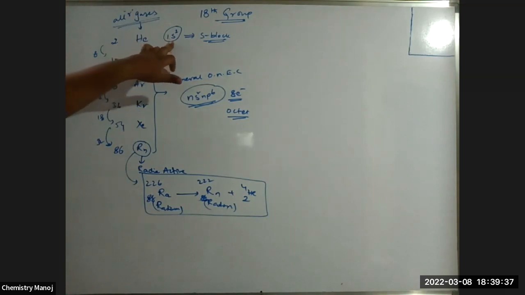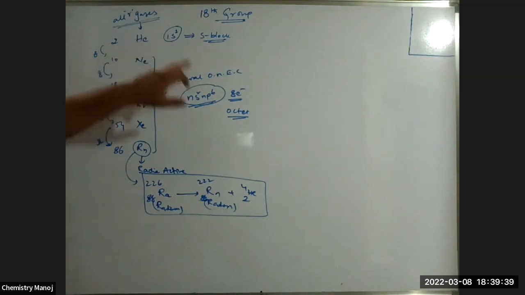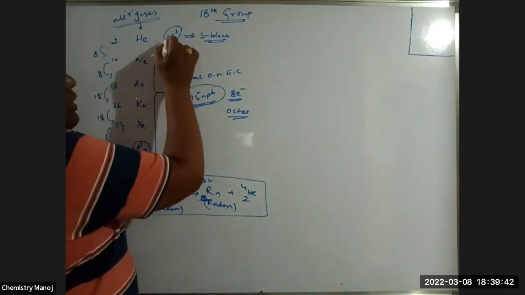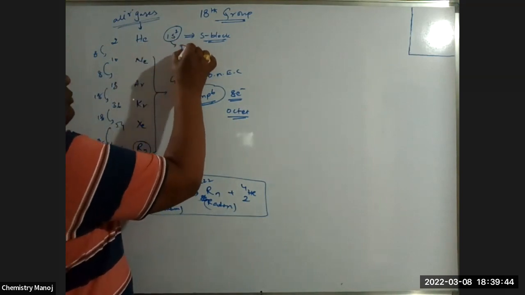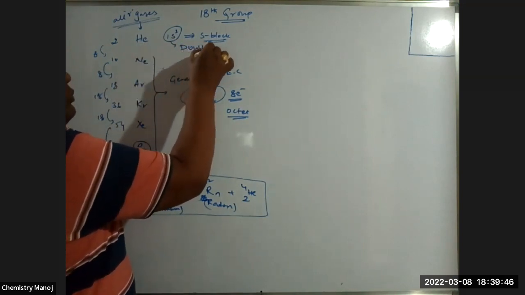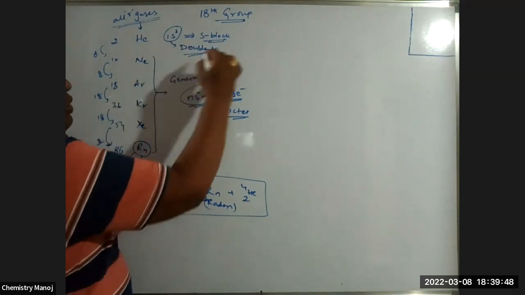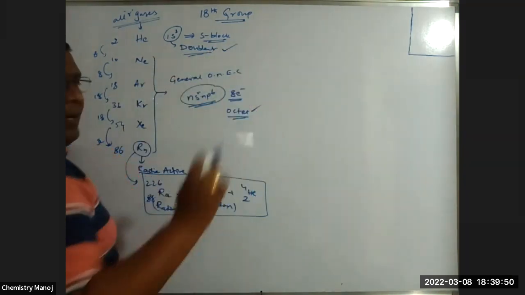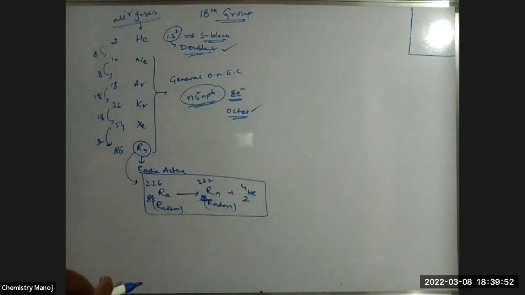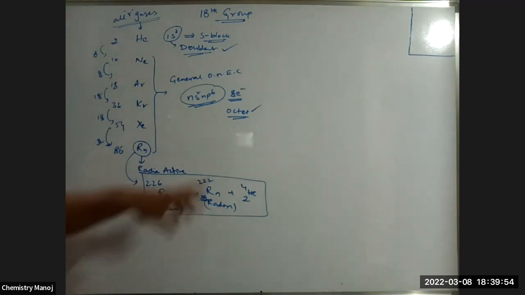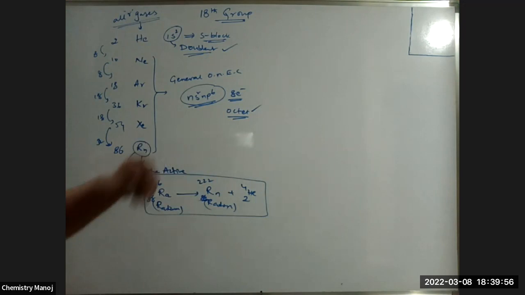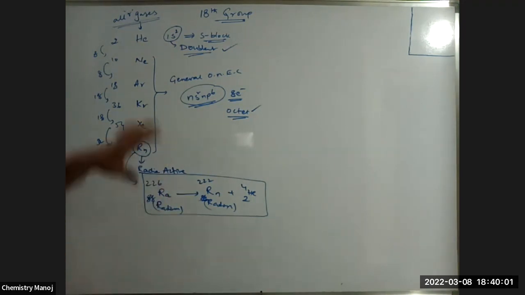Helium has 2 electrons in its outermost orbit. It is doublet configuration, or duet. The others are octet. Elements having 8 electrons in their outermost orbit are very stable. No doubt all these elements are very stable.